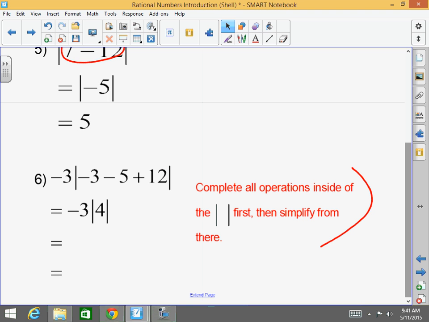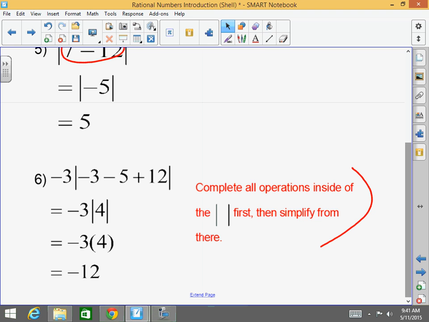What's the absolute value of 4? 4. Guys, whoever said negative 4, you're wrong. The absolute value of any number is positive. So that's negative 3 times 4. And then what's the answer? Negative 12. Please be careful, guys.